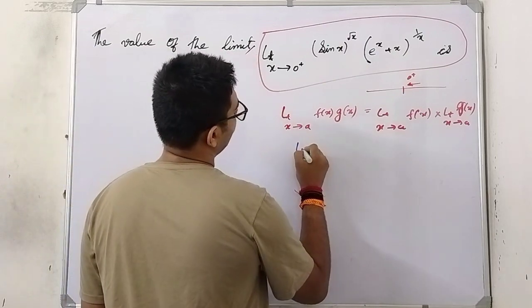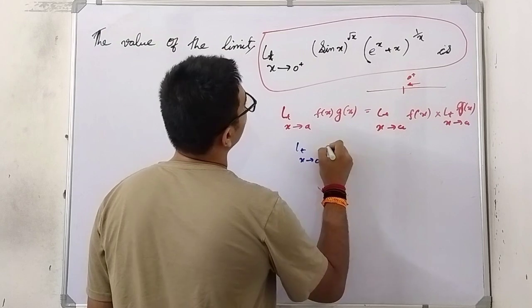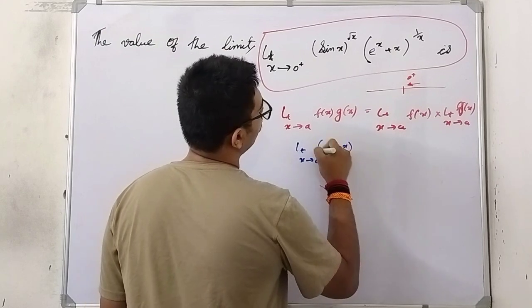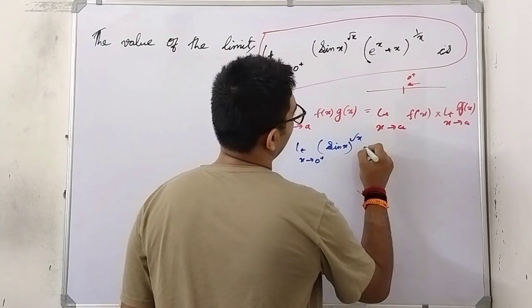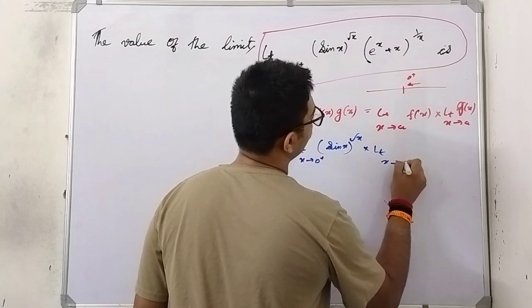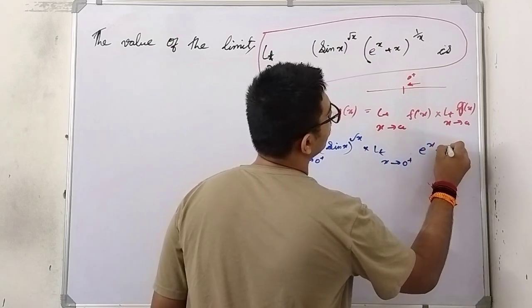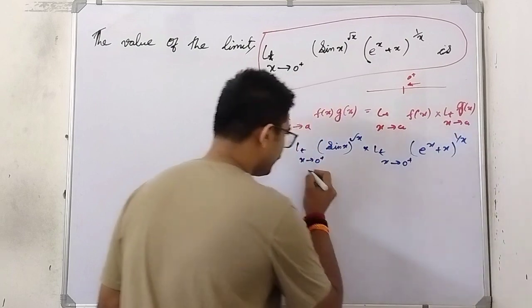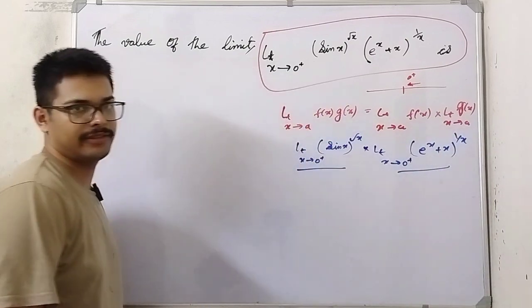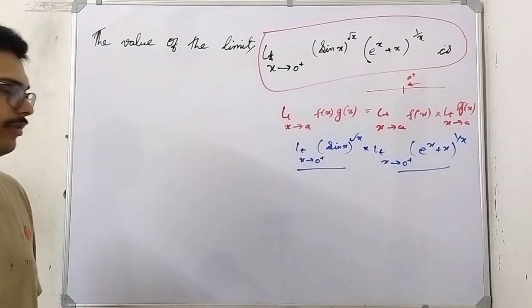Now I can split this into two different limit values. See, limit x extends to 0 plus (sin x) the whole raised to root x, into limit x extends to 0 plus (e^x + x) the whole raised to 1 by x. So I can separately find these limits and substitute, then my question will be solved.